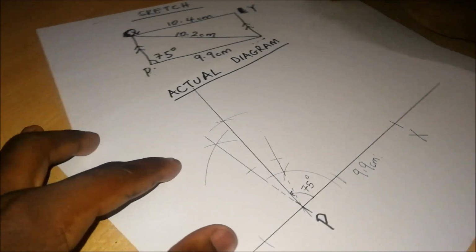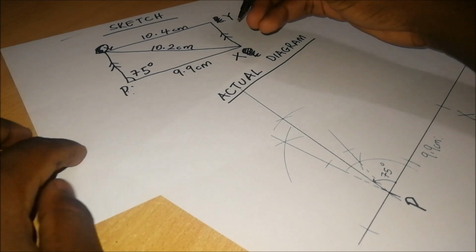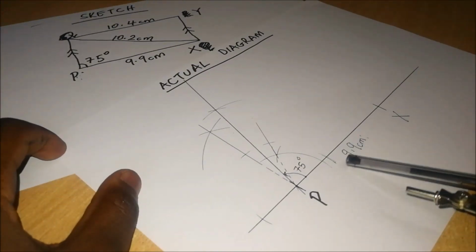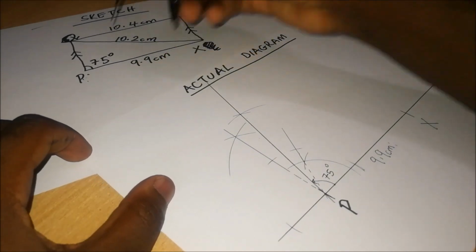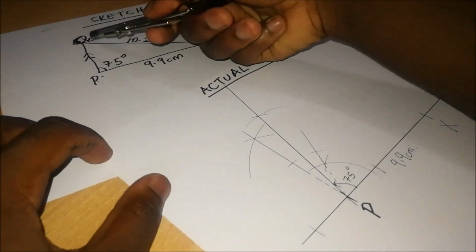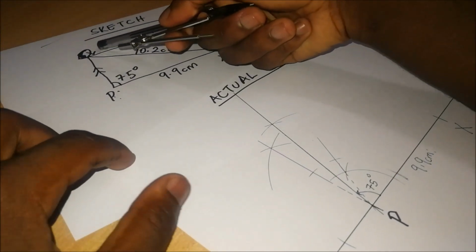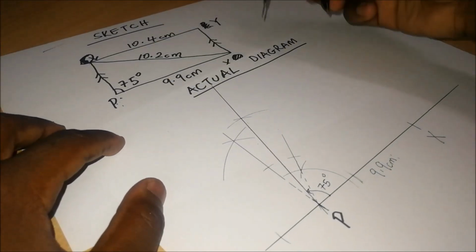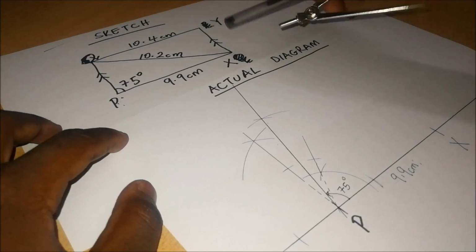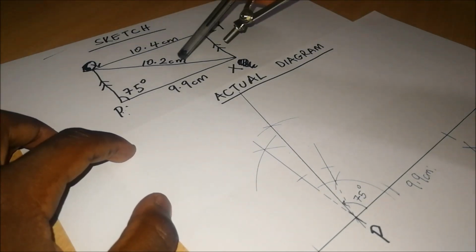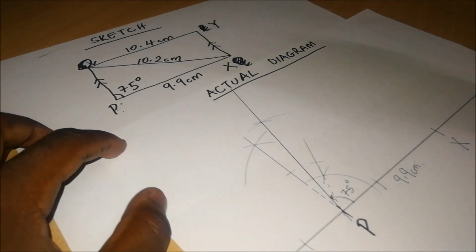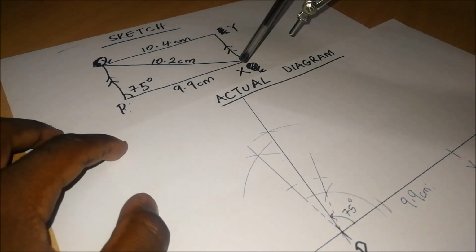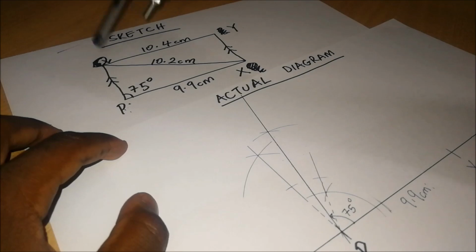So according back to our sketch, PX is 9.9, which we have done here. Then the 75 degrees, we have constructed it. Then there is point Q up here. We do not know where Q is, but we know it's along that line, so we can leave it open. Then we know that from X to that point Q is 10.2 centimeters. So from X, I'm going to measure 10.2 centimeters so that I'm able to locate point Q.